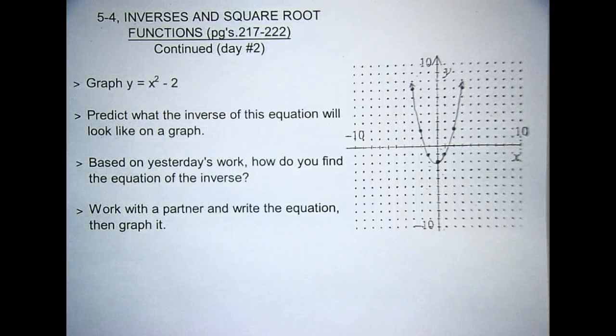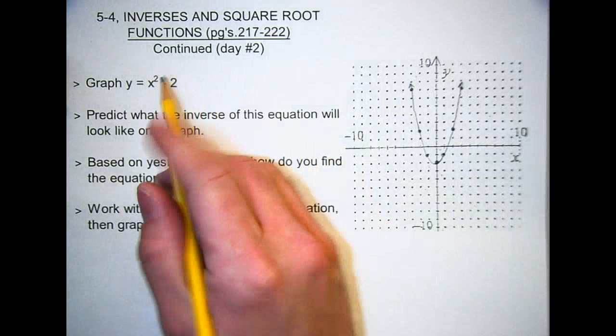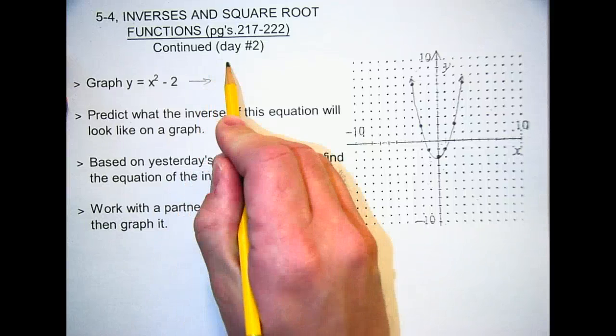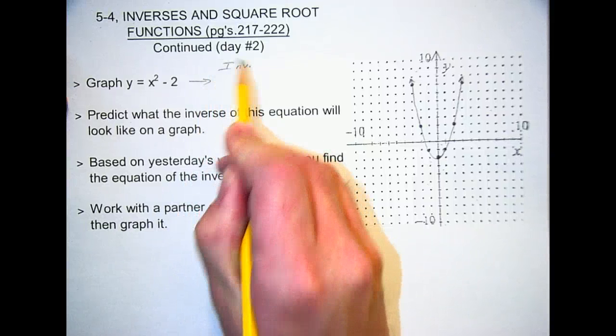Now here's where it got a little different. Some of you are doing your predictions. That's good. Some of you drew them in. Some of you actually maybe just talked about them. But based on yesterday's work, how do you find the equation of the inverse? What do we do to do that? Yeah. We switch x and y. Okay, Gabby says we switch x and y. So if we want to find the inverse, we are going to switch x and y.